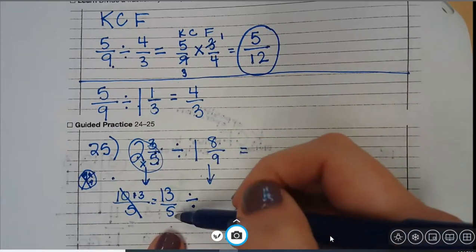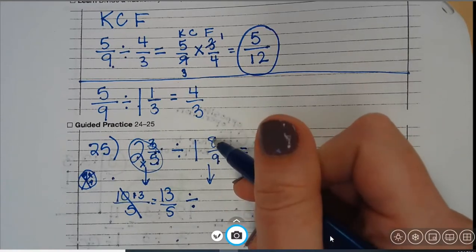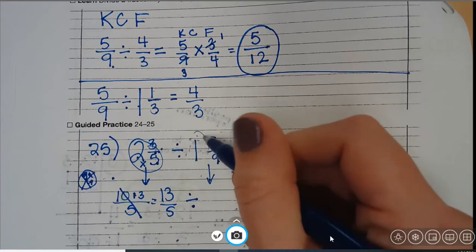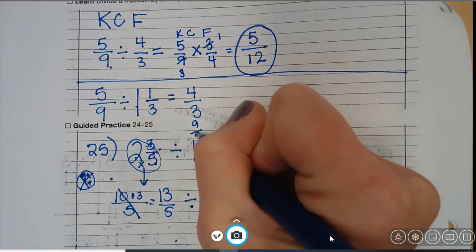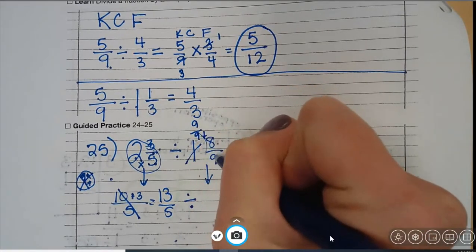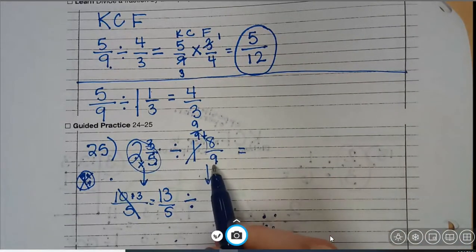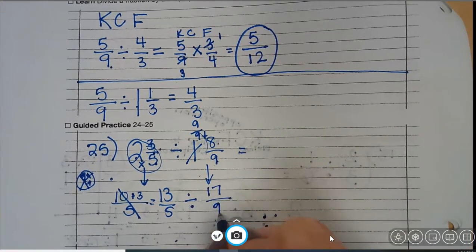So 1 times 9 is 9. And then you can ask yourself, does 9/9 equal 1? And the answer is yes. So I could do 9/9 here and add it to 8/9 and get 17/9. Or I can take 1 times 9 and add 8. So 1 times 9 is 9 plus 8 is 17 ninths. Now I'm ready to keep, change, flip.